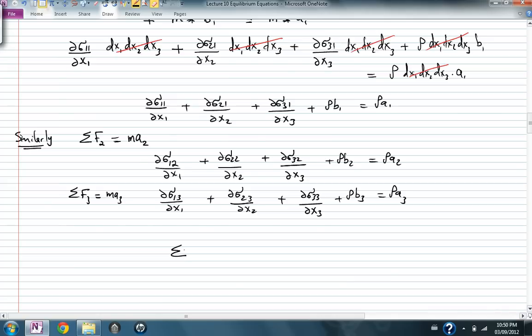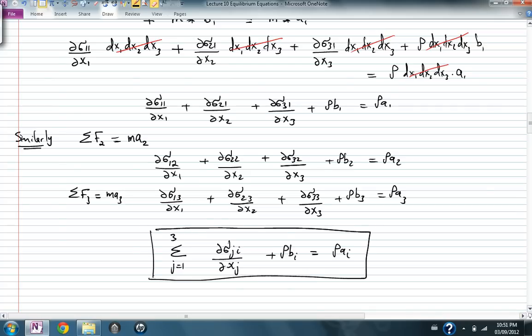Sum from j equal 1 to 3 of partial sigma ji by partial xj plus rho bi equal rho ai, where i is equal to 1, 2, or 3. So you have three equations, and those three equations can be written in this much simpler form.